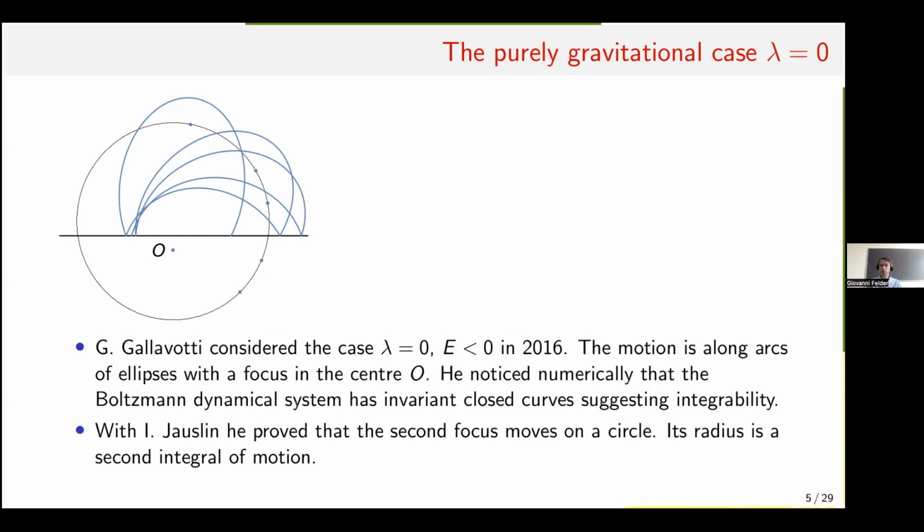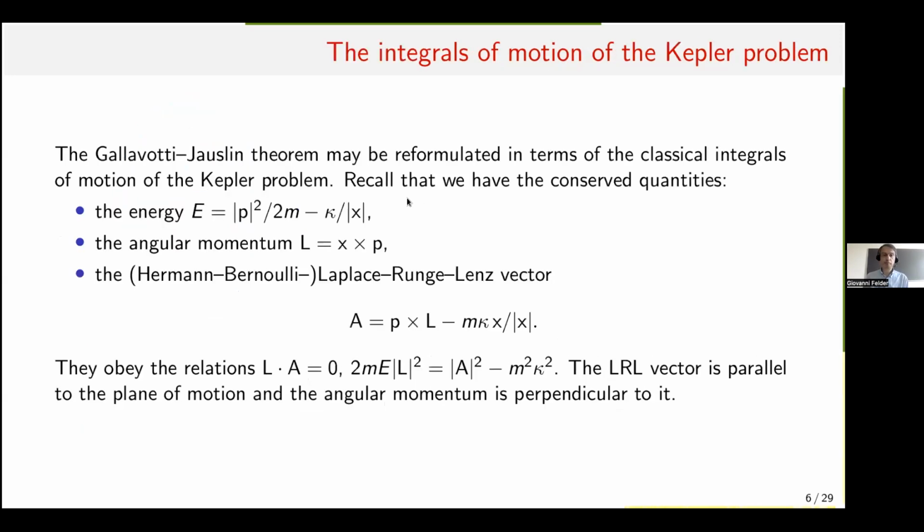So the radius of that circle is an integral of motion. And the center of that circle is the reflected image of the origin with respect to the wall. So this is the picture that one has. And now let me reformulate the theorem of Gallavotti and Jauslin in a more classical mechanics framework.